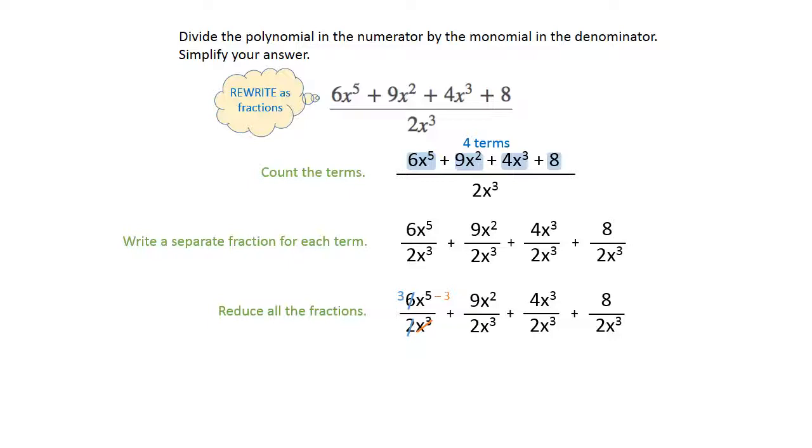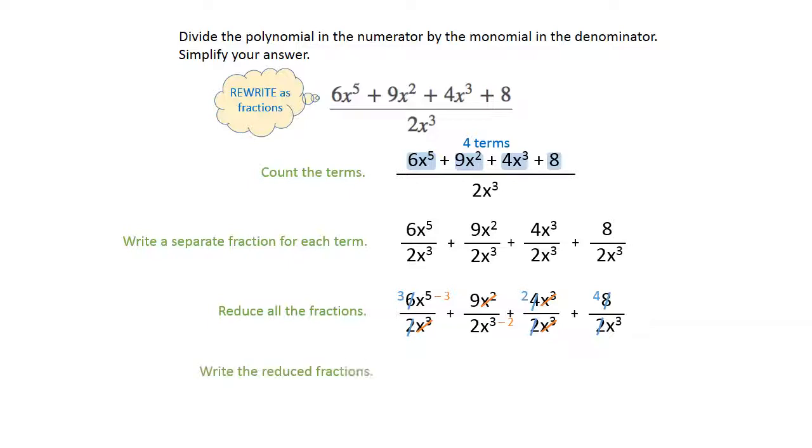In the second fraction, the 9 and the 2 do not reduce, but the x squared and x third will. And again, we're going to go where the bigger exponent is, and this time it's in the denominator. So we're going to mark the x squared out from the top and subtract that 2 on the bottom. In the next fraction, reduce the numeric part by writing a 2 on the top, and your variables are exactly the same, so those will cancel each other out. And finally, in the fourth fraction, we're going to reduce the numeric part by writing a 4 on the top, and the x third has to stay in the denominator.